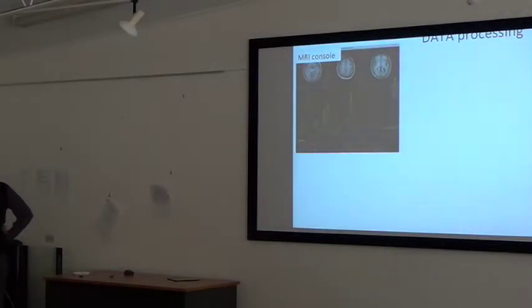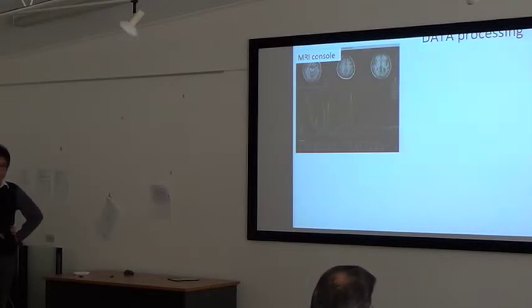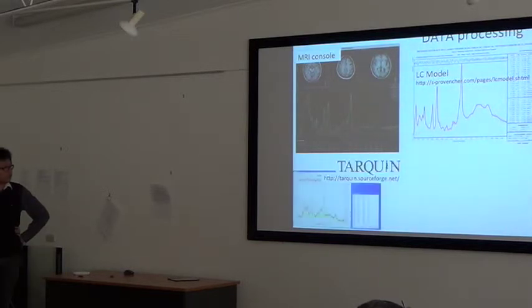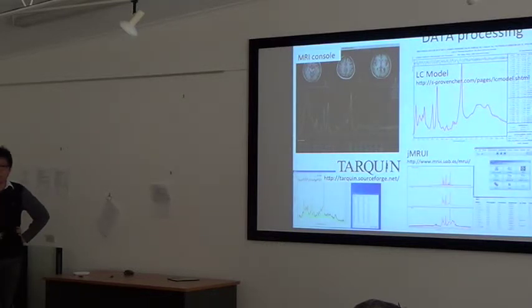Okay, to process data, the straightforward way is you can usually get the signals on the MR console, so the radiographer will help you process the data and tell you the size of the peaks. The second one is LCModel. It's a popular processing tool, but it's charged and not cheap. Tarquin is quite similar to LCModel, but with a little less technical support. The good thing is it's free. And jMRUI is more powerful. It not only processes spectroscopy, but also NMR. When you set up jMRUI, you need someone who knows it to set it up for you.